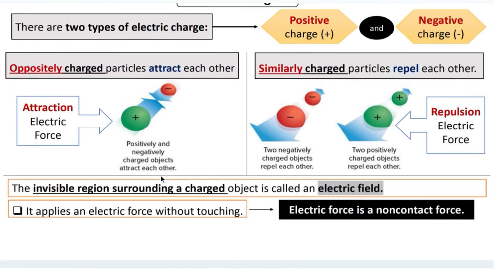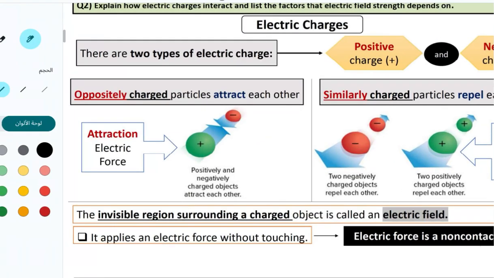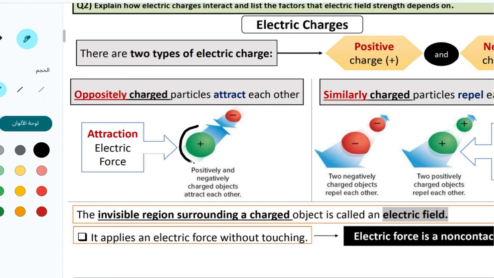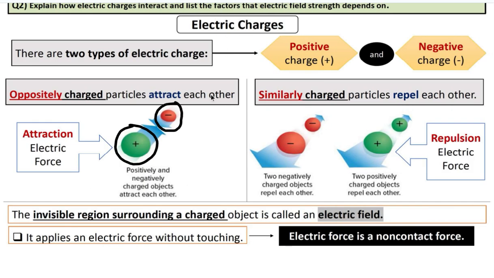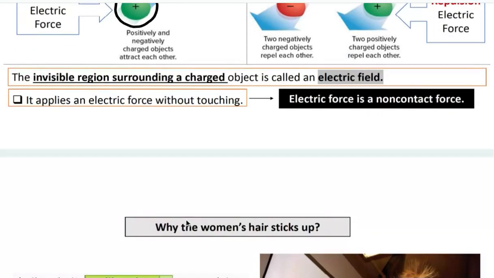The invisible region around a charged particle is called an electric field. So each of these particles will have an area around it where force is applied, and this is called the electric field. The electric field is the area around the charge that is going to pull or push, and this is a non-contact force because they do not need to touch in order to push and pull.